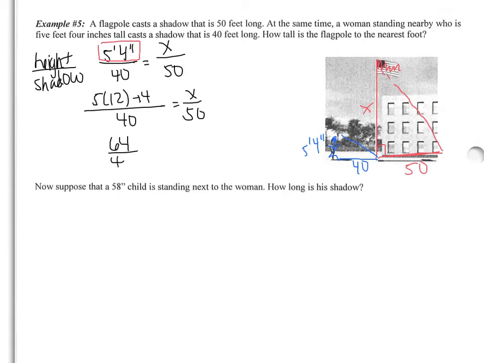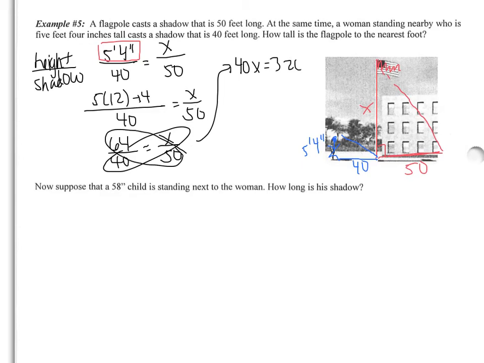So this is 64 over 40 equals x over 50. All I did was convert 5 feet 4 inches to solely inches. So 5 feet is 60 inches, and then I have those additional 4 inches. Okay, now I'm ready to use cross products. So I get 40x equals 3,200. If I divide by 40, I get x equals 80.